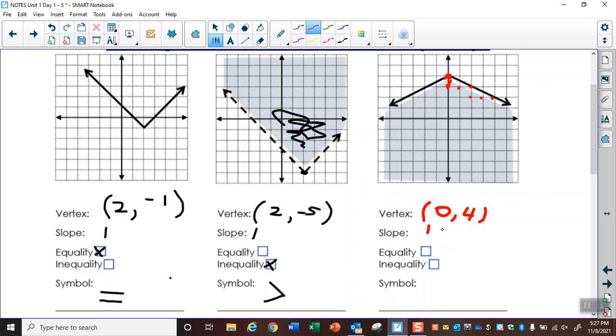Let me check my writing. So the slope is 1 half. And it's going to be an inequality because it's shaded. The symbol: it's shaded below, so that will be less than. And this is a solid line, so it will be less than or equal to.